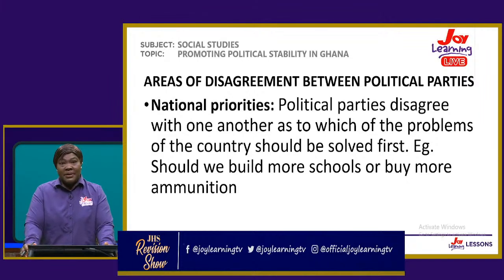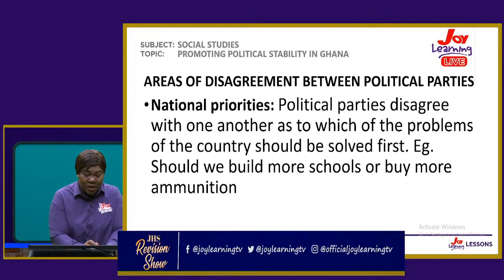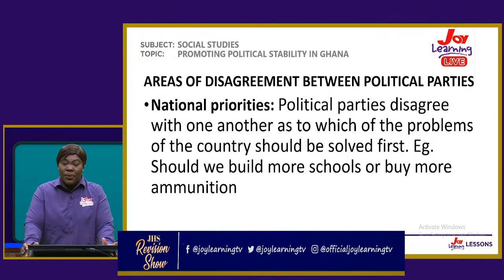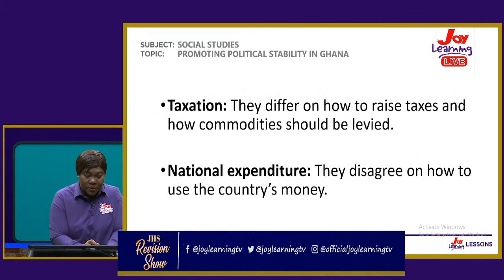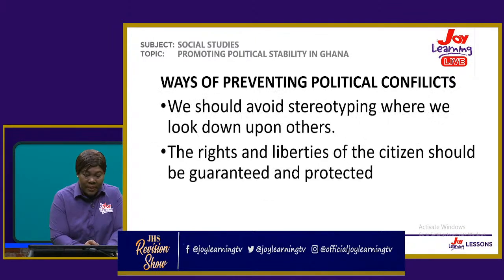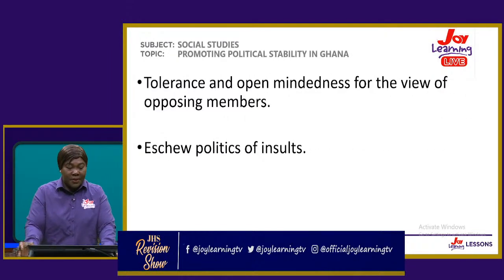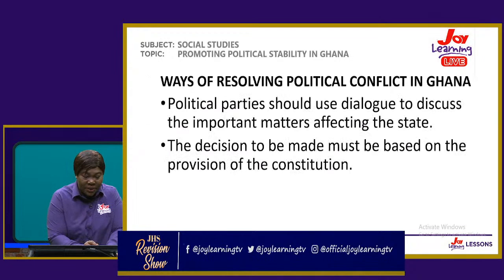Areas of disagreements. We are looking at the areas of disagreement between political parties. National priority. Political parties disagree with one another as to which of the problems of the country to prioritize. So, you know that. We have said that already. Okay. We have discussed this already.